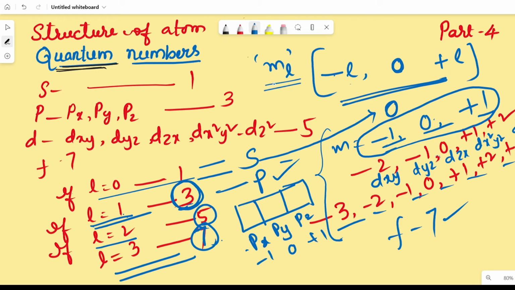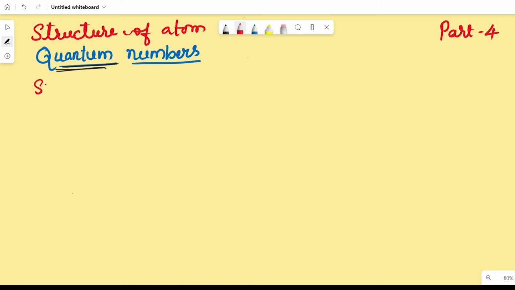Now finally we will discuss one more concept, one more quantum number, the last quantum number, that is nothing but the spin quantum number. So the fourth one is called the spin quantum number.